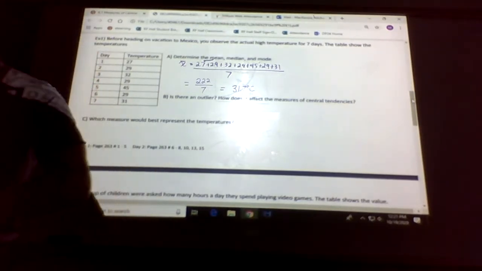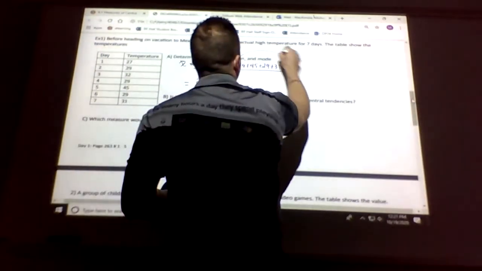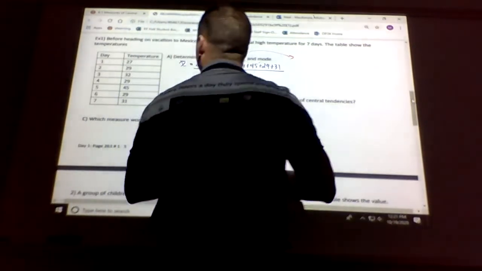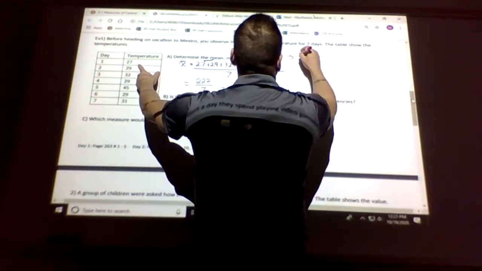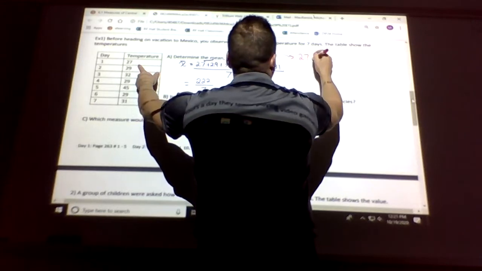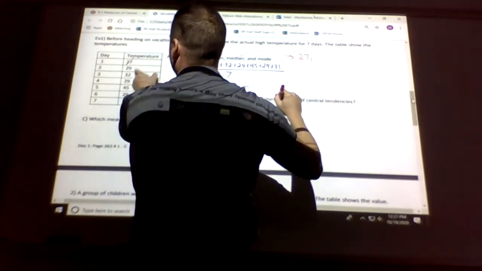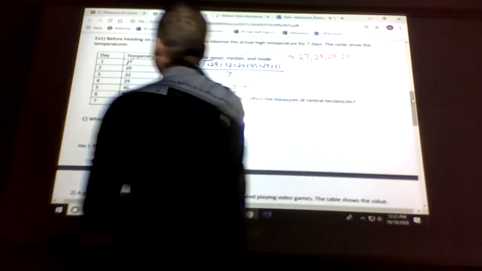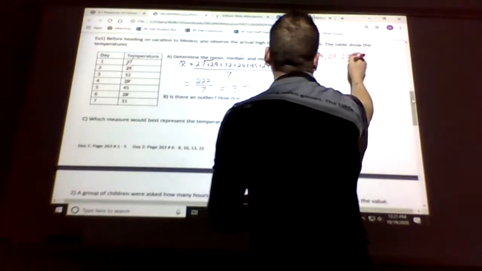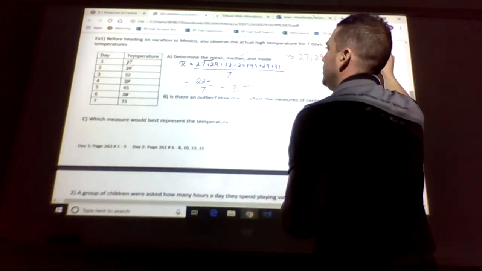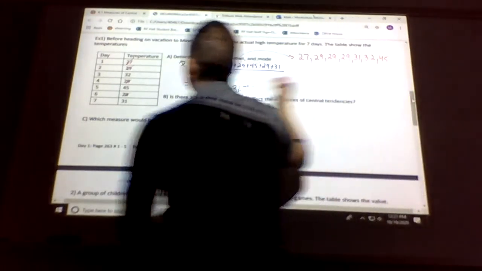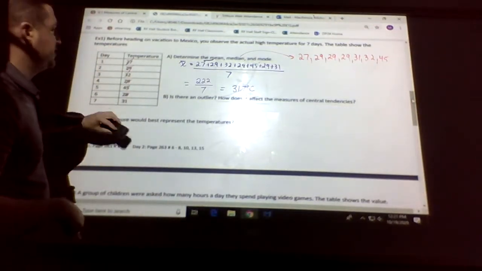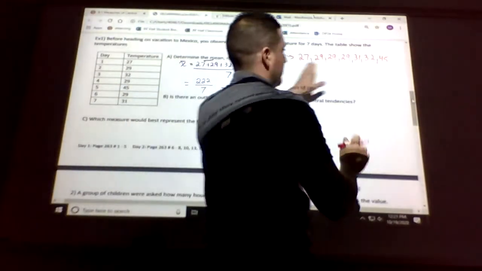Now for our median. For the median, you have to list from the smallest value to the largest value. So we have 27 as our lowest, then 29, 29, 29, and 31, 32, and 45. I cross them off as I go just so I don't repeat numbers or miss any. So I listed them out here.